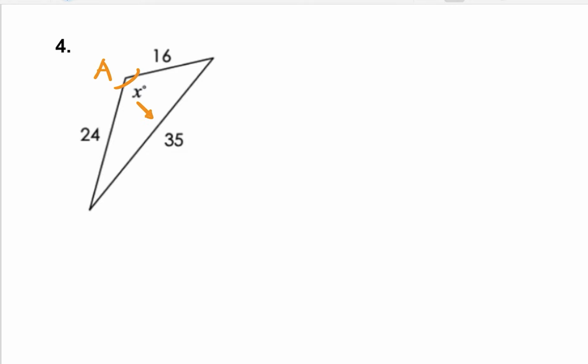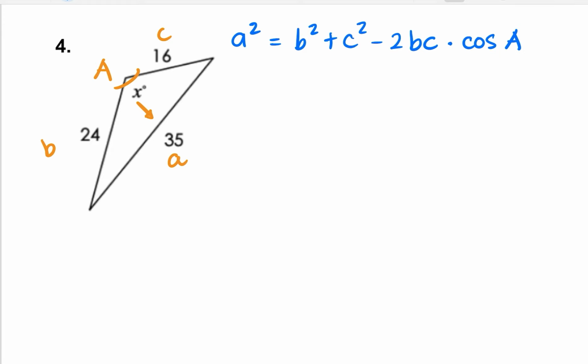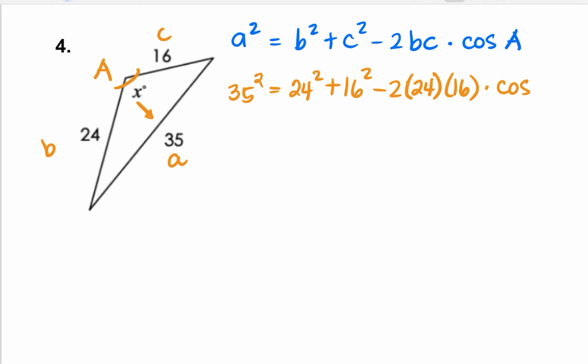So if that's my big A, opposite is small a. The other two are B and C. So I'm going to make this my B, and this would be my C. Let me write the formula. A squared equals B squared plus C squared minus 2BC times cosine A. Let's substitute. A is 35 squared equals 24 squared plus 16 squared minus 2 times 24 times 16 times cosine x, because the x is the angle.